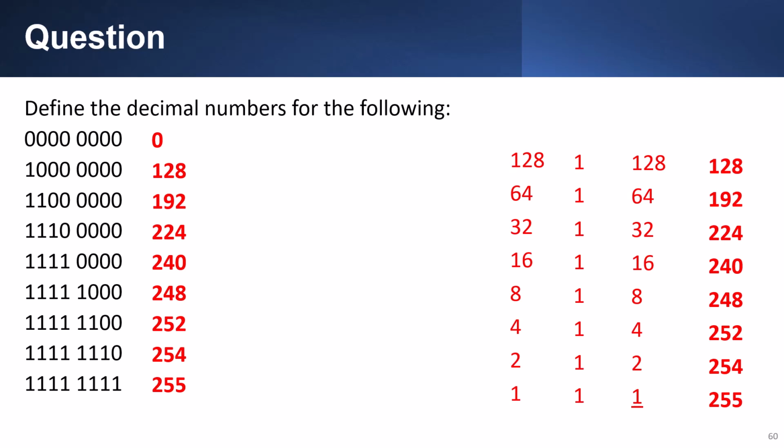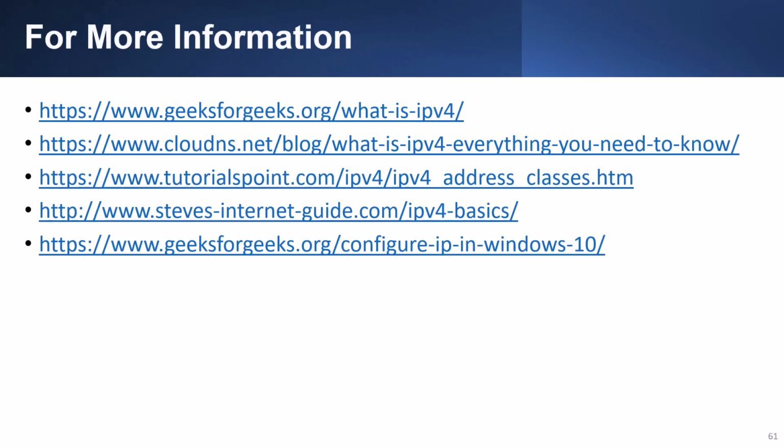To help you with subnetting questions, particularly with subnet masks, it might be handy to memorize the 0, 128, 192, 224, 240, 248, 252, 254, and 255. After a while working with addressing and subnetting, these values will become second nature. For more information, visit these sites.